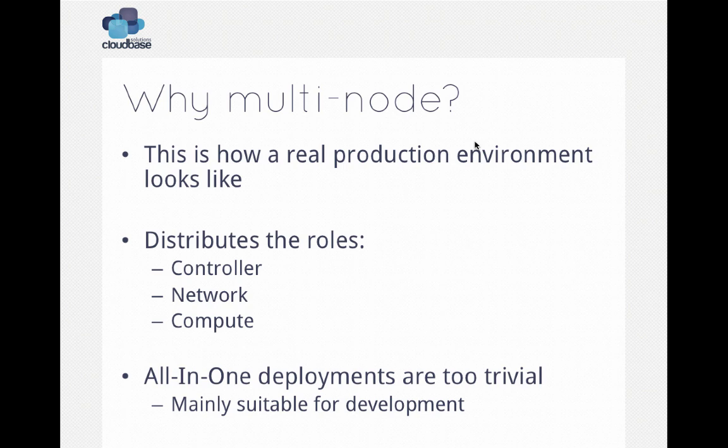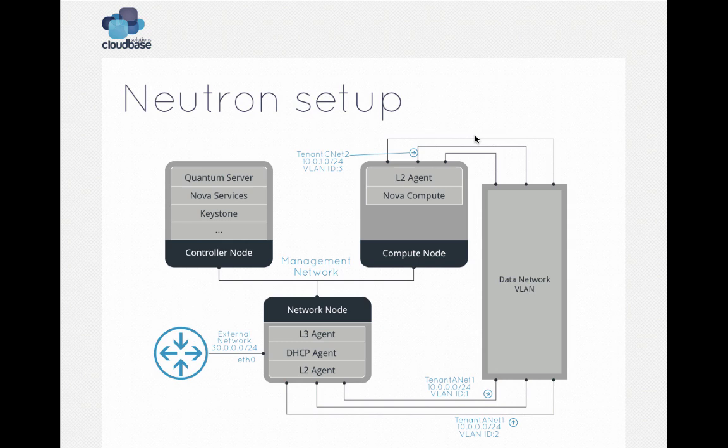Why multi-node? This is how a real production environment looks like. Distributes the roles, so we have a controller running the APIs, database and so on, a network server running mainly Neutron components, and we have multiple compute nodes. All-in-one deployments are simply too trivial. It's mainly suitable for development purposes, but definitely not for a proof of concept or to simulate a real environment. The network setup and the way in which the components are actually distributed deserves a little bit of time.